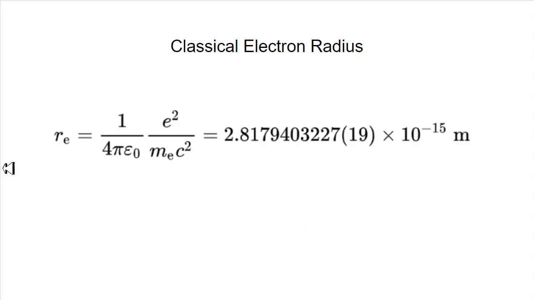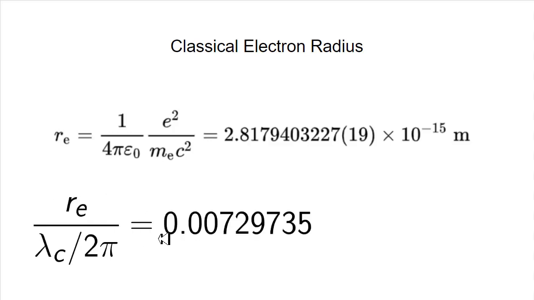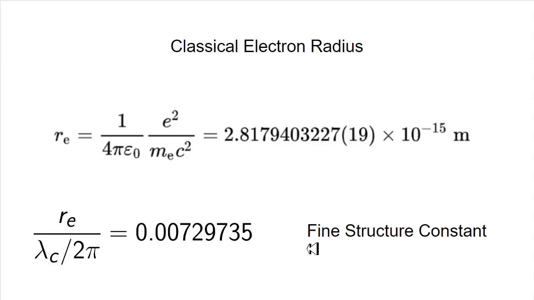So what happens when we do model this as a radius and compare it to the Compton wavelength of the electron? When we model this as a radius and compare it to the Compton wavelength of the electron, we need to divide by 2 pi. So we need to convert this to radians, aka radius. When you convert this to the domain of the radian, of the radius, and compare it to this radius, you get this value here. And of course, you'll recognize this value here as the fine structure constant.